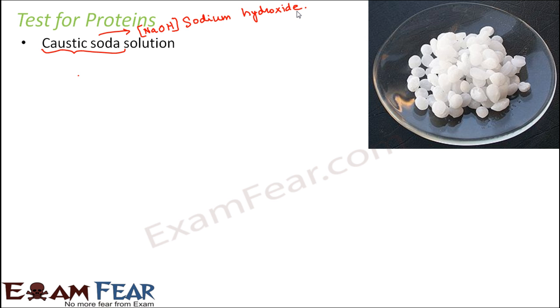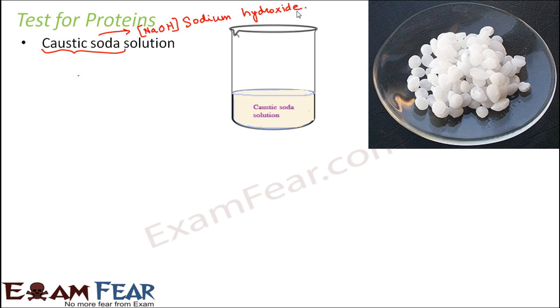Now let's see how we would make use of caustic soda solution. We will take around 10 grams of caustic soda, because caustic soda is available in solid form, as I said. We will add it to 100 ml of water. When we mix them properly, what we get is caustic soda solution. This caustic soda solution will be used to test for proteins. So this is one thing that we need to test proteins.